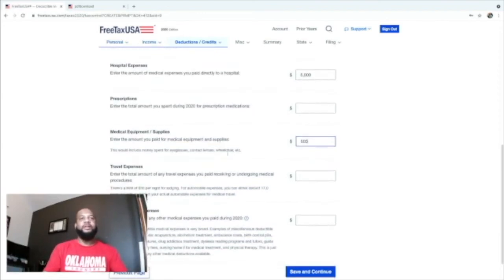Asthma medicine. Traveling expenses. If you had to stay in a hotel, they only give you like $50 a night for hotel lodging and stuff like that. But if you stay there 5 nights and you paid out of pocket, that's $250. So we're gonna put $250.